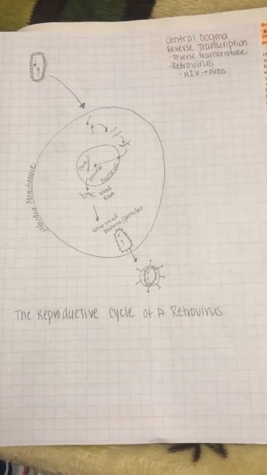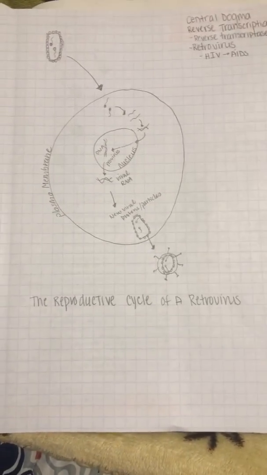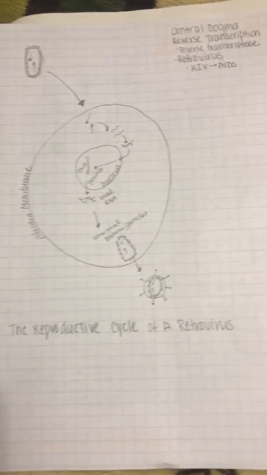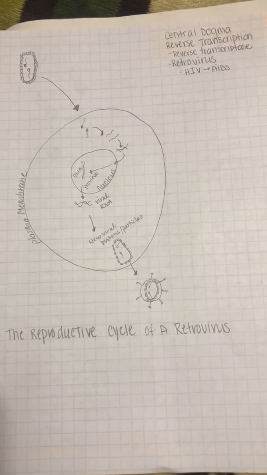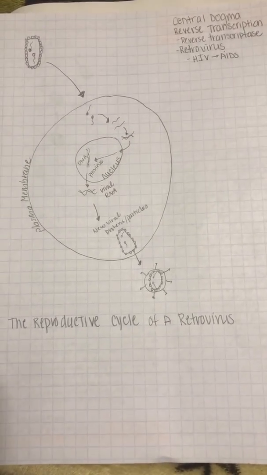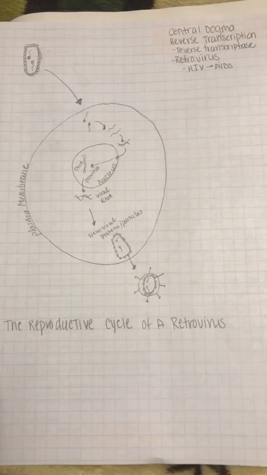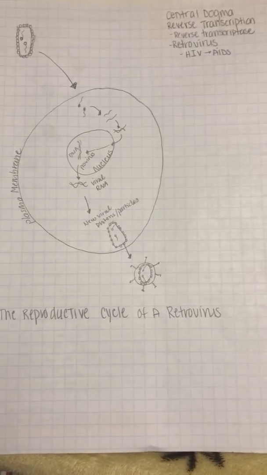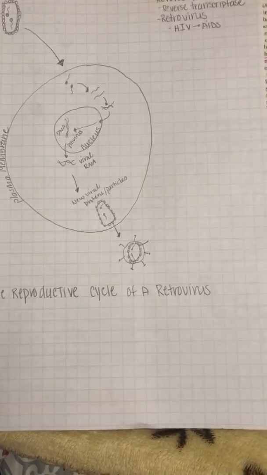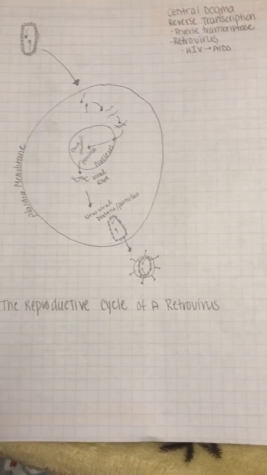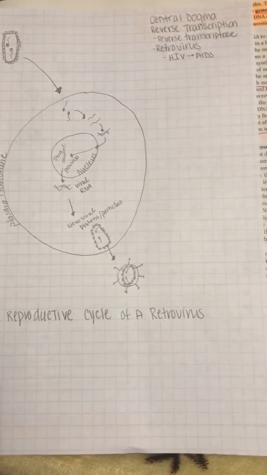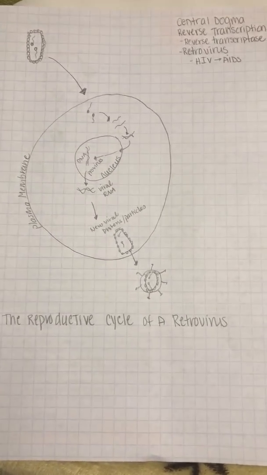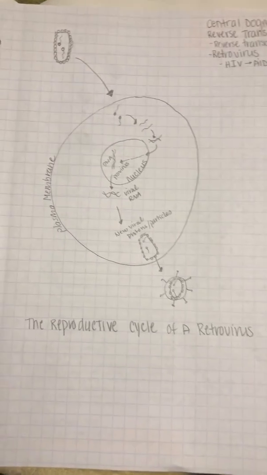This is Marissa Franklin, and I'm doing my third Teach Me Something over the reproductive cycle of a retrovirus. The first thing that I wanted to go over was the central dogma, which is the process of DNA becoming a protein and going through the phases: DNA being transcribed into RNA, and then RNA being translated into protein. And so that's what the central dogma is.